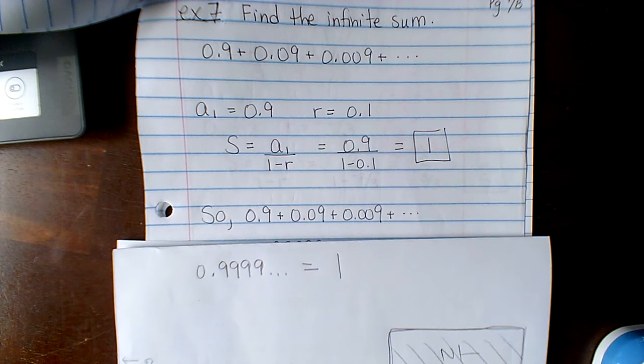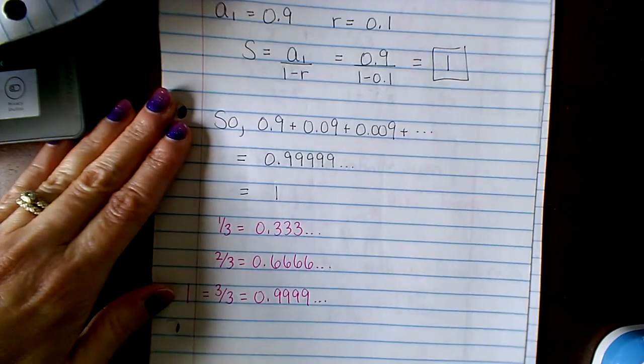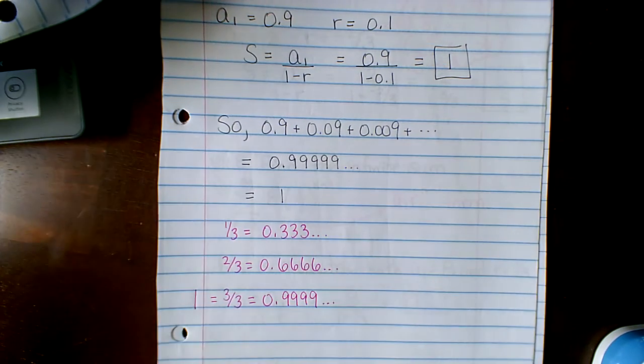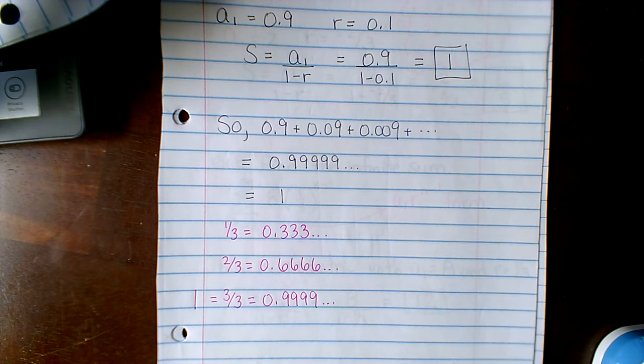Let me just show you another way of thinking about that. We know that 1/3 is 0.3 repeating forever. Well, 2/3 is 0.6 repeating forever. So it stands to reason that 3/3 would be 0.9 repeating forever. 3/3 is the same thing as 1. Pretty cool, huh?